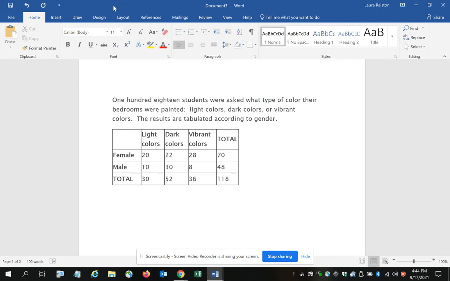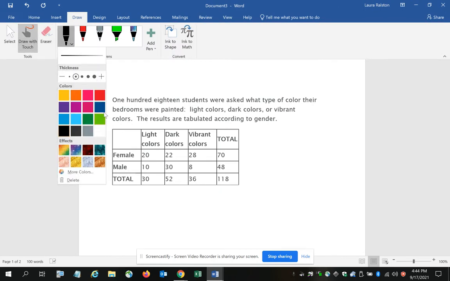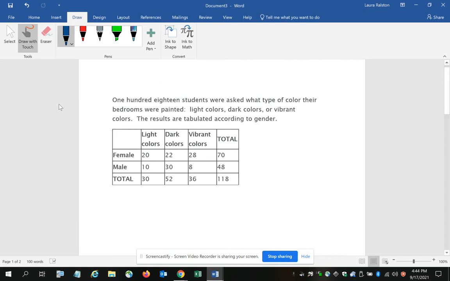And so if the question asks you what is the probability that a randomly selected person is male or has their room painted in light colors, let's take a look at how to do that calculation.